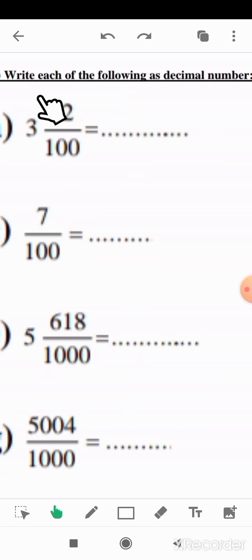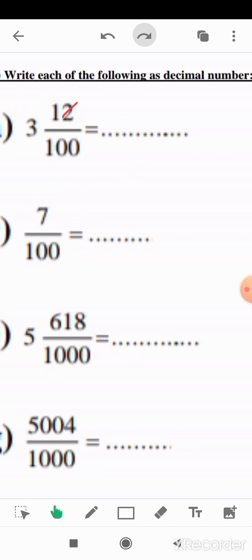Here, write each of the following as decimal numbers. Okay, so I have here 3 and 12 over 100. How can I solve this problem? I have 2, which will take 0 and go down, 1 will take 0 and go down, and the 1 will transfer as a point, and I have 3, so 3 will be out.